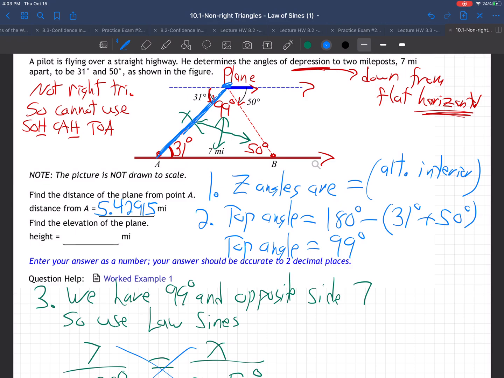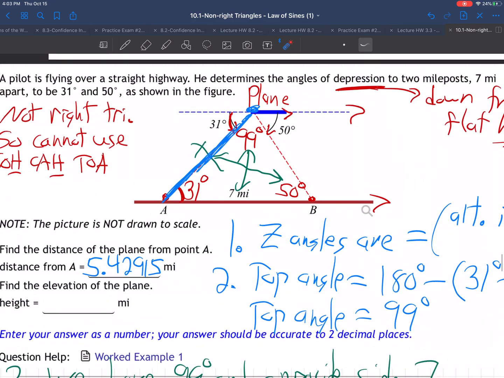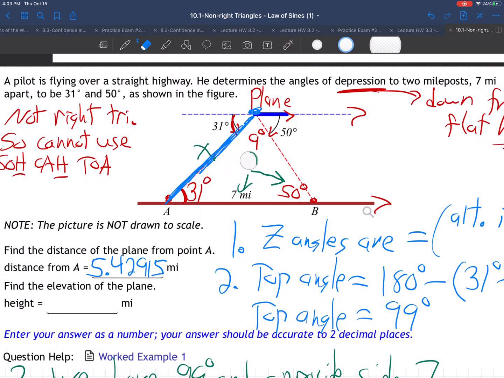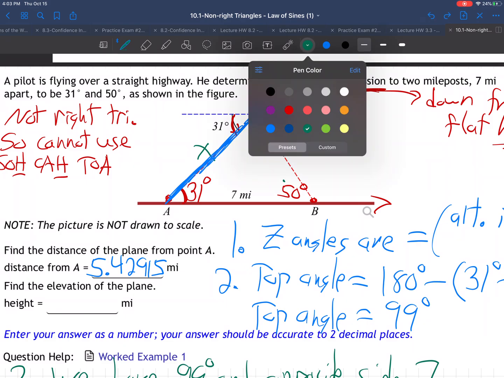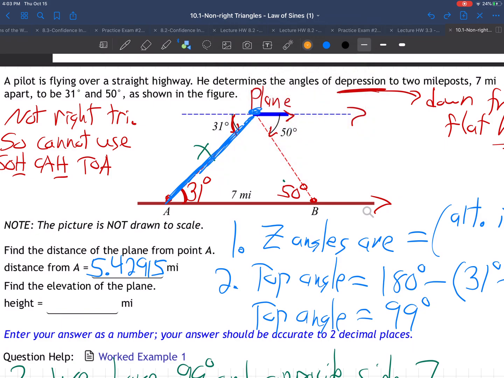Now, for their second question: find the elevation of the plane. How do we do the elevation of the plane? Well, we're going to have to get rid of this stuff here. Get rid of that 99 even. I don't need it. And let's draw what we're trying to find, in a different color. We're trying to find that. Isn't that the elevation or height of the plane? Right? It has to be straight down to the ground.